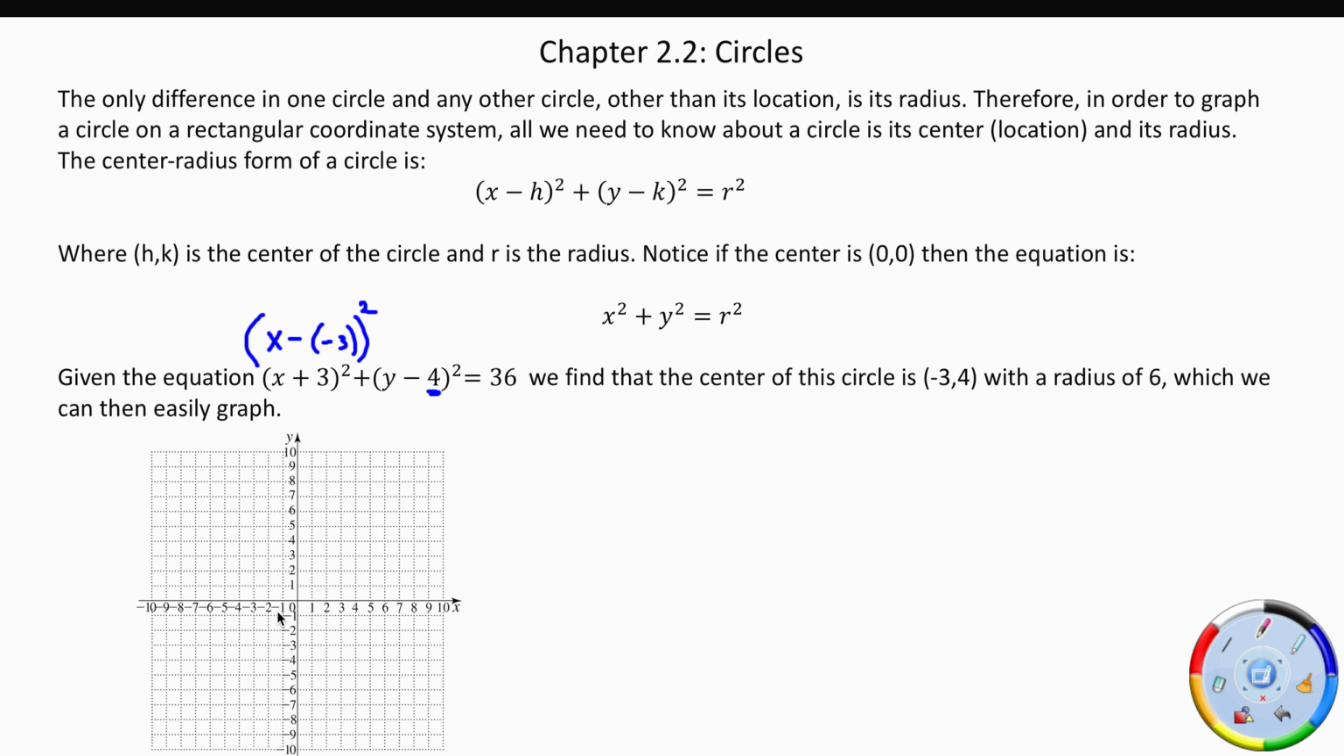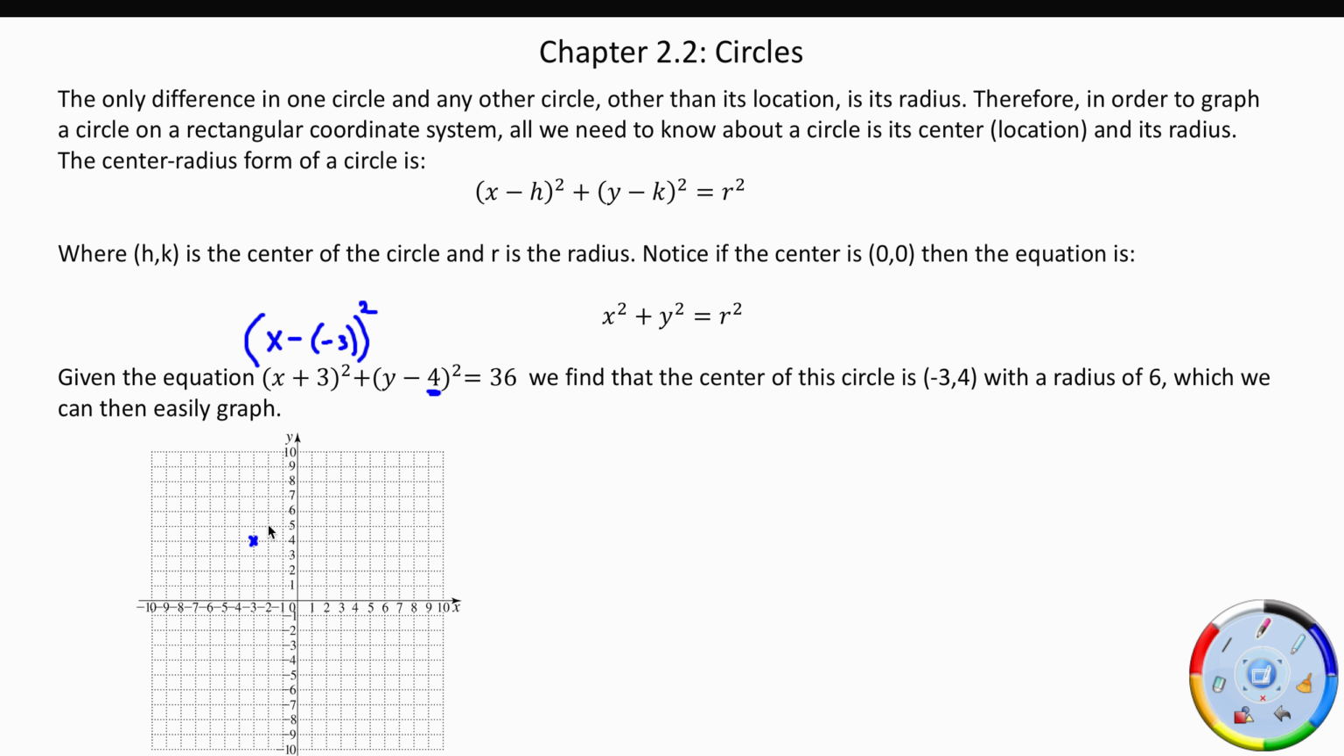So if my center is at (-3, 4), I'm going to place a mark. I'm going to put an X because that's not really on my circle. I don't want to put a point or a dot. I want to distinguish that that's not a part of my circle that I'm going to draw, but it is the center of the circle. And the formula says r squared, so this can be written as 6 squared. The radius must be 6, meaning that I can go 6 units in any direction from this point.